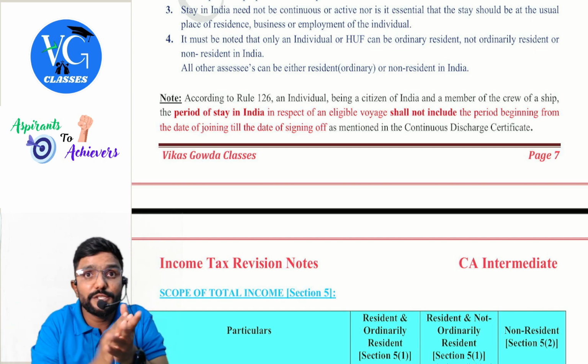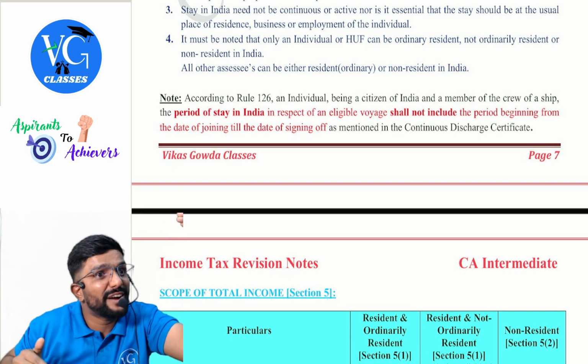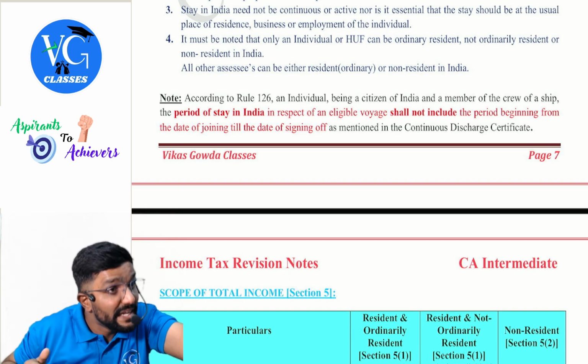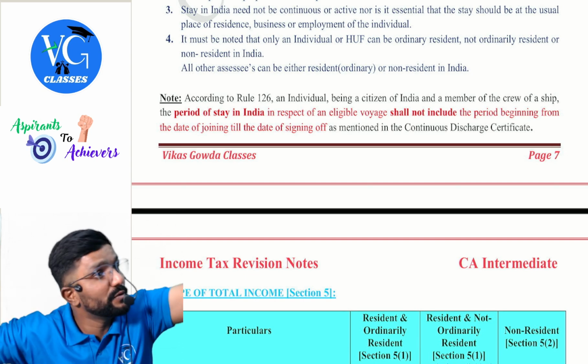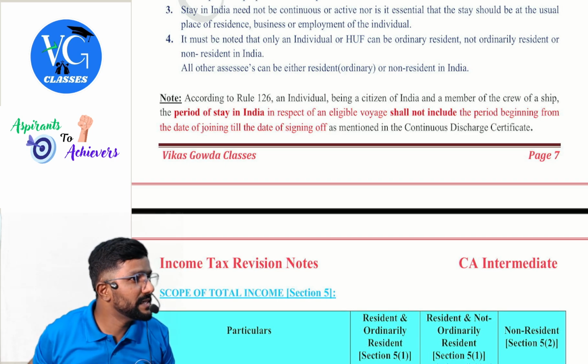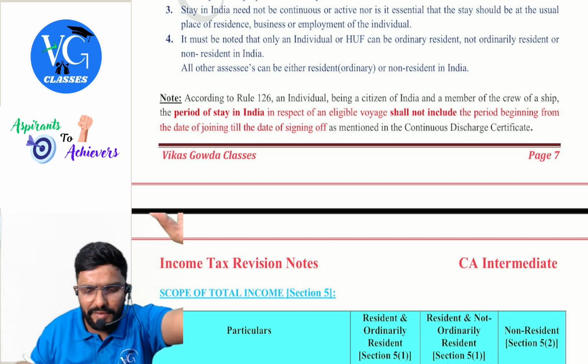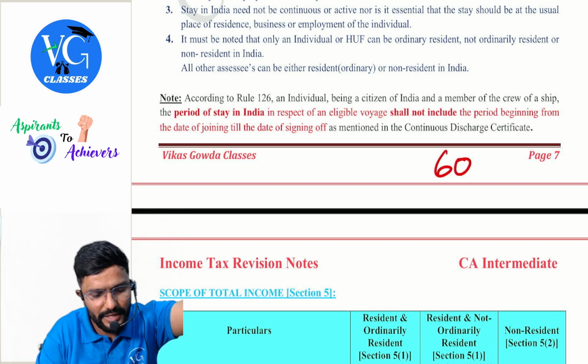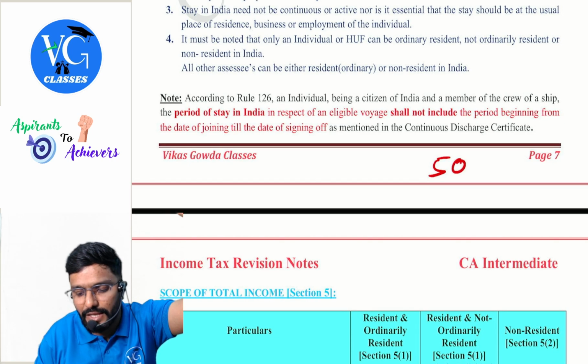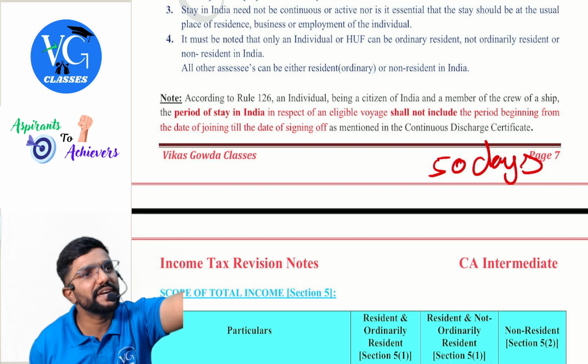Assume, guys, I went on 10th June and I came back on 15th July. 10th June to 15th July, including both the days, is considered to be outside India. I'm randomly giving the example. Assume those days came to 60 days. Okay, let me take 50 days. Sir, the number of days as per the continuous discharge certificate came to be 50 days.